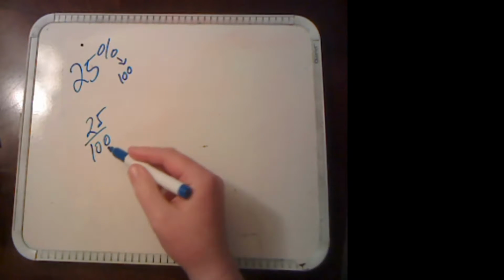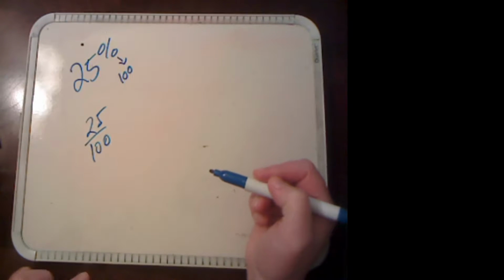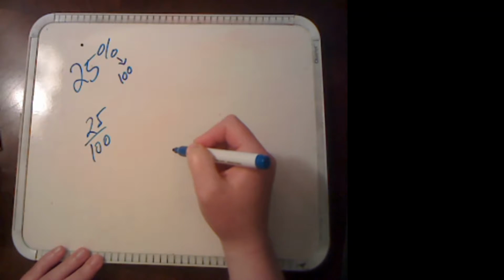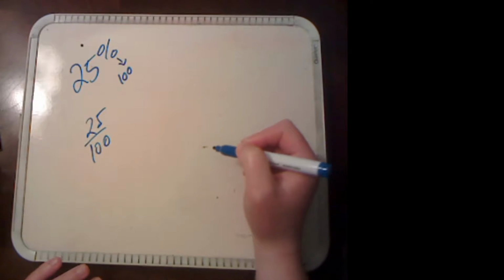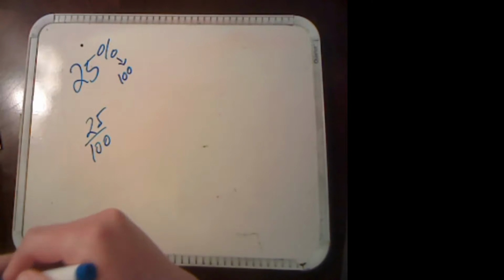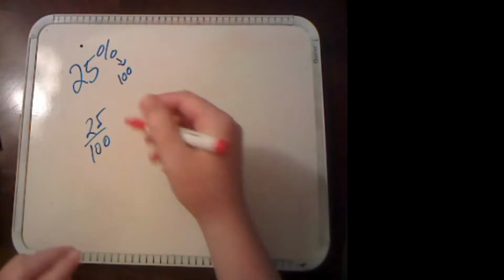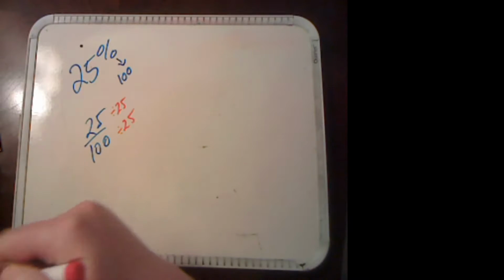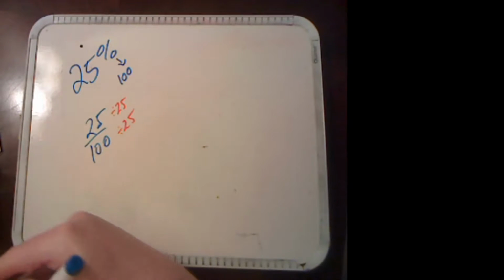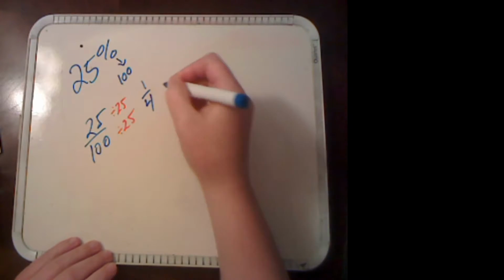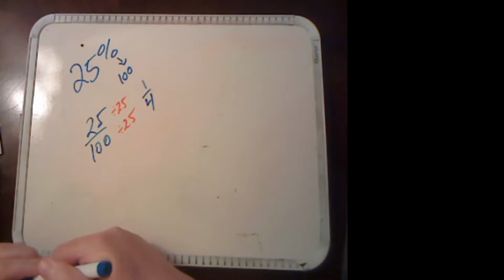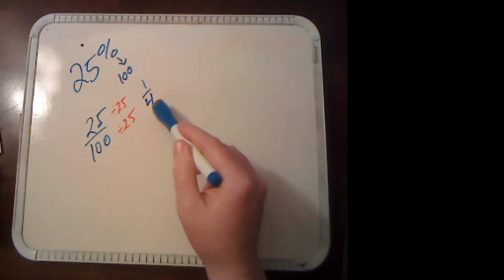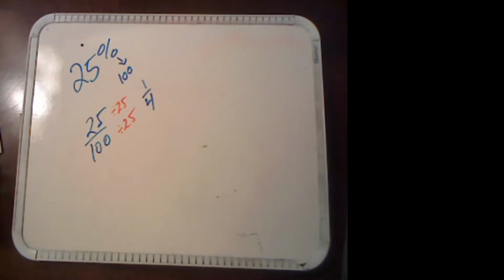So if you were talking about 100 pennies, or $1, 25% would be 25 cents, or 1/4. In other words, we could simplify this, and we could take 25 over 100 and divide both the top and the bottom by 25. When we do that, we would get 1/4. So 25%, or 25% off, means that you get to take 1/4 of the price off.